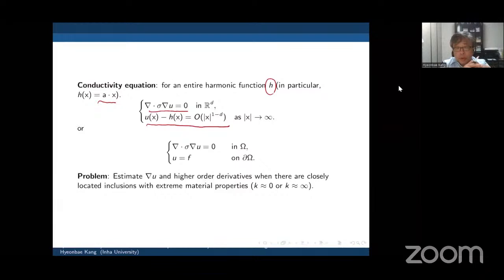Because we are taking two inclusions out of the composite, we ignore all the other inclusions. So we consider it as a free space problem, or we may consider the boundary value problem, like we have a domain and two inclusions. It's the same problem, even though I prefer working on this. As I mentioned, the problem is to estimate the gradient of U, and even more, higher order derivatives when there are closely located inclusions with extreme material properties.